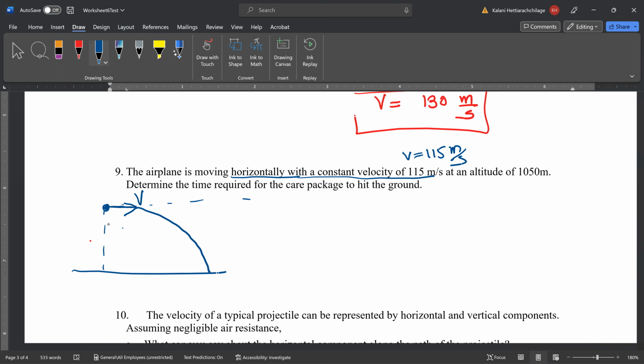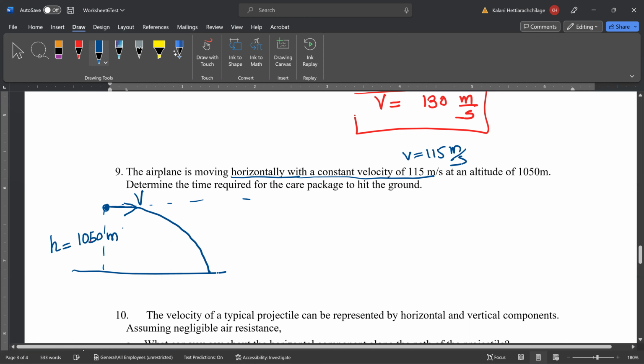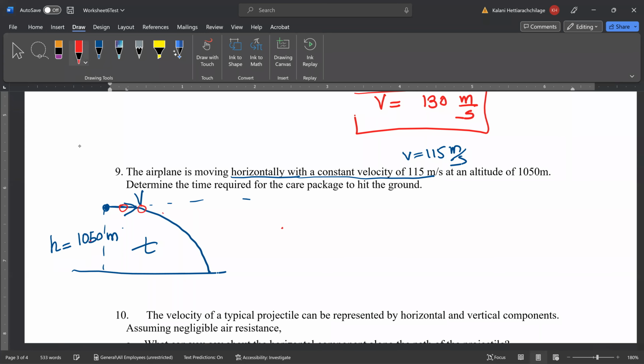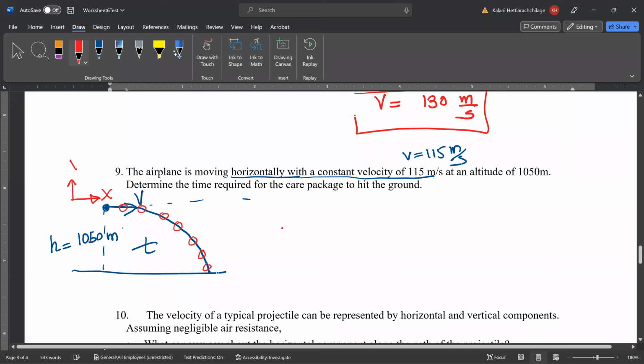So now what the question is asking, this height is given. I'm going to write this height is equal to 1050 meters, right? Given that, determine the time required for the package to drop. So time is the one we need to find out. It's very important that you understand what is happening in this problem. You see that this package is traveling on this path. That means the package is not going only in the X direction, or only in the Y direction, but it is moving in both directions. This is the X direction, this is the Y direction.